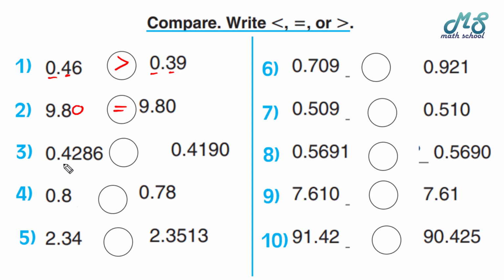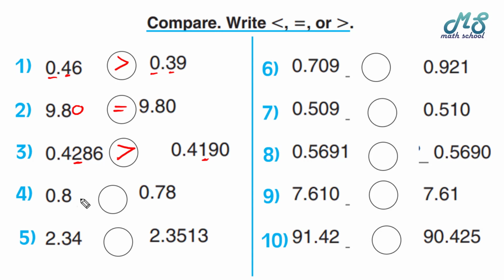0, 4 decimal places, 4 decimal places. 0, 0, they are the same. 4, 4, they are the same. Look at the 100th place, 2 and 1. 2 is greater than 1, so the left hand side is greater than the right hand side.